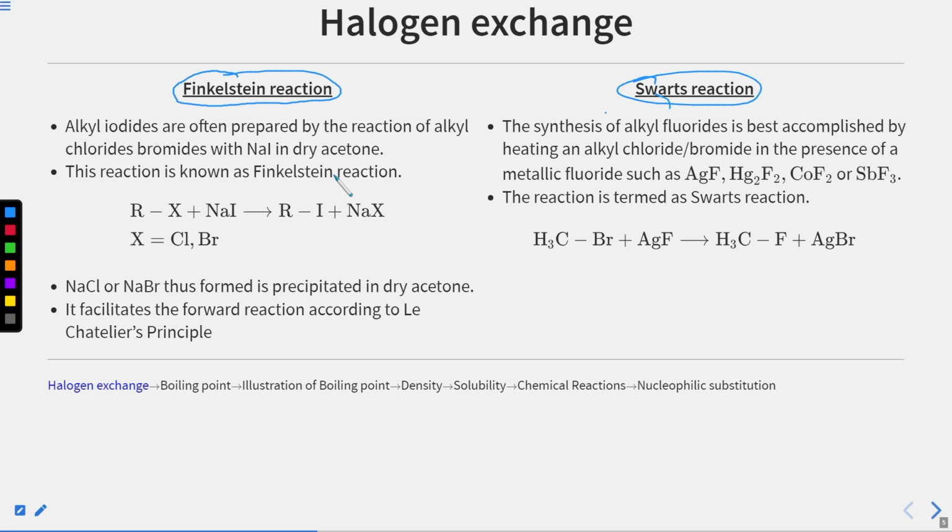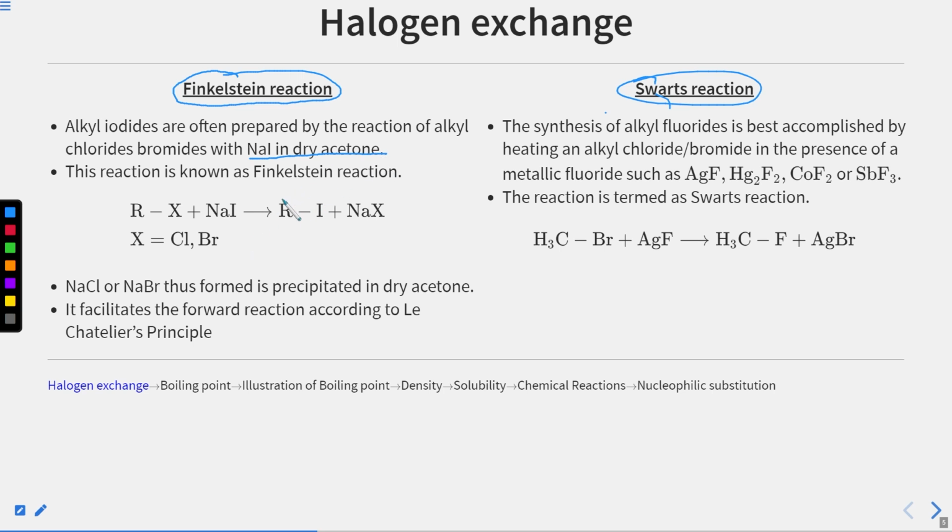Similarly, Finkelstein ends with the I sound, therefore it will be iodine. This is used for the preparation of iodides. So what do we do here? We take sodium iodide in dry acetone and react it with the alkyl halide.